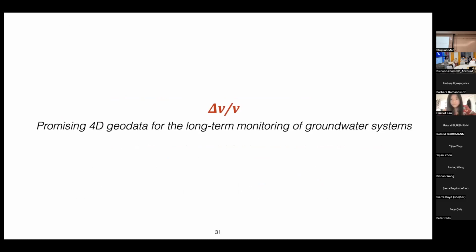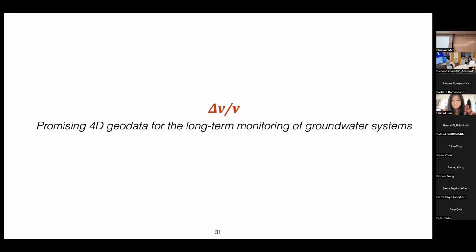So with this LA case study, I hope I've convinced you that delta V over V can be a very promising data set. It's cost-effective, non-destructive, and very useful for long-term monitoring of groundwater aquifers. But this LA study is essentially just a pilot application illustrating the level of info we could provide.